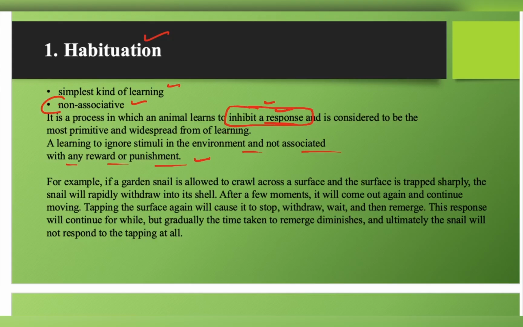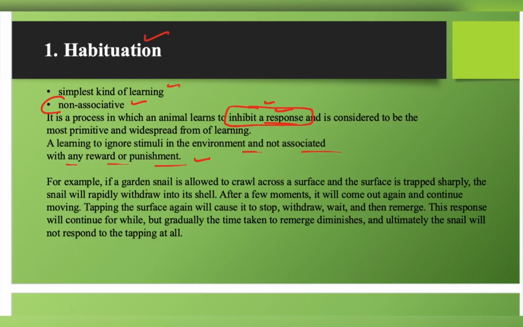Animals tend to do something in association with the reward or the punishment of that behavior. That is not habituation. Okay, let's take an example.